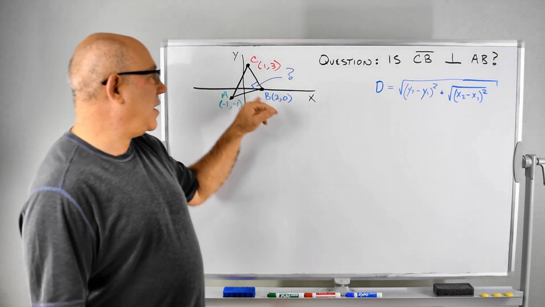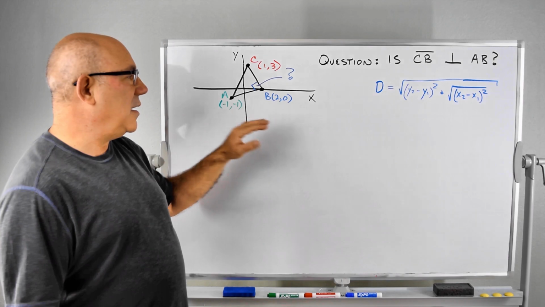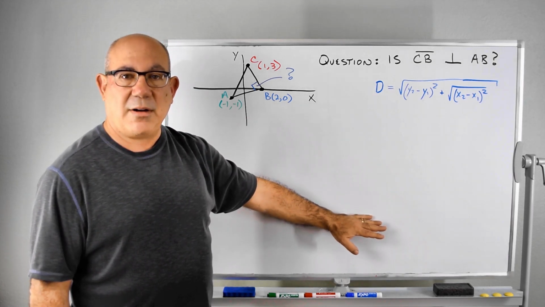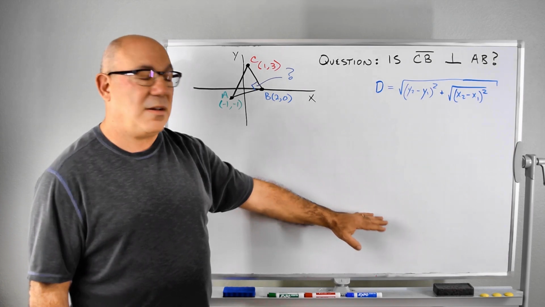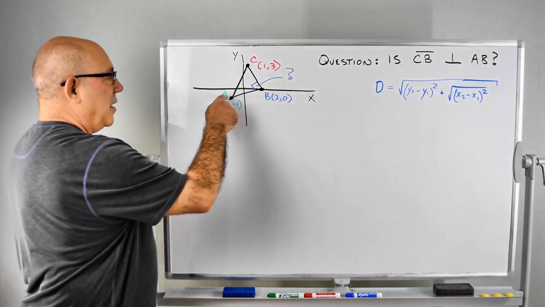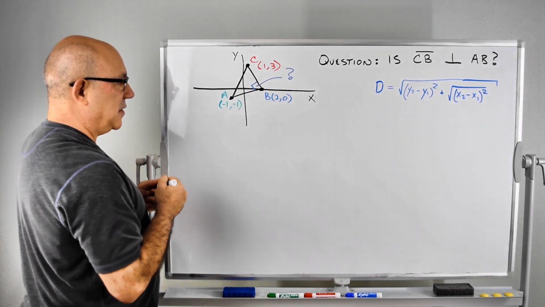In order to do that, we need to know the distance between these points. And so we'll calculate the distance between all the points, then we'll test it with the Pythagorean theorem and see if we have indeed a right angle. Okay? So let's start by figuring out the distance between points A and C.